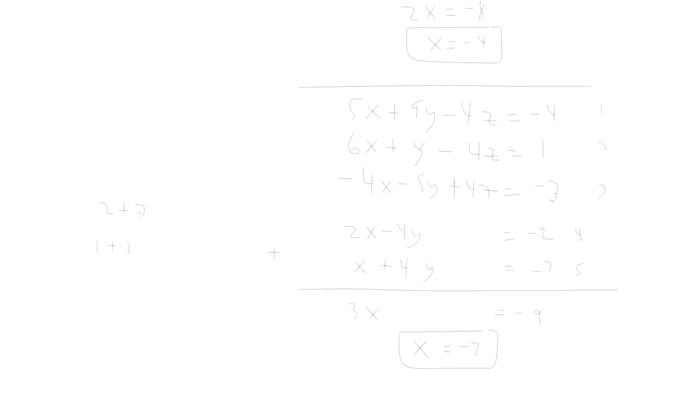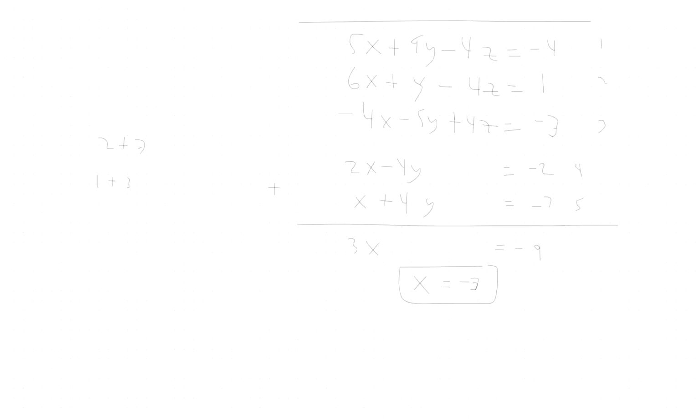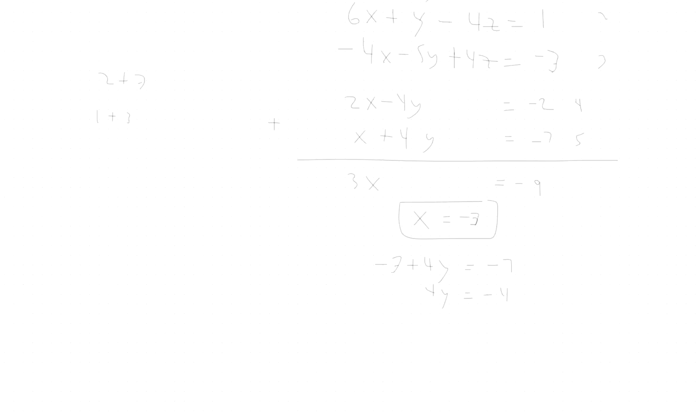Okay, so now substitute that into, say, 5. Negative 3 plus 4y equals negative 7. Add 3 to both sides, so 4y equals negative 4. Divide both sides by 4, y equals negative 1. So there's your x and there's your y. So one more. Sub both of those into one of the first 3 equations.